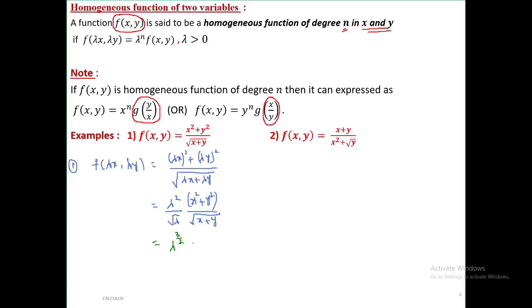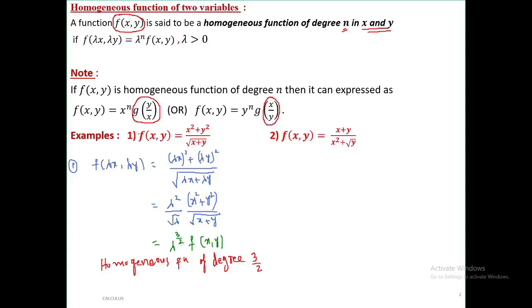It is the old function f of x comma y. Look at it separated. So this is nothing but the given function, f of x comma y. Like that you are separating. So lambdas have completely come out, and the power is 3 by 2. Therefore it is a homogeneous function of degree n. Okay. So it is a homogeneous function of degree 3 by 2, because the power is 3 by 2.